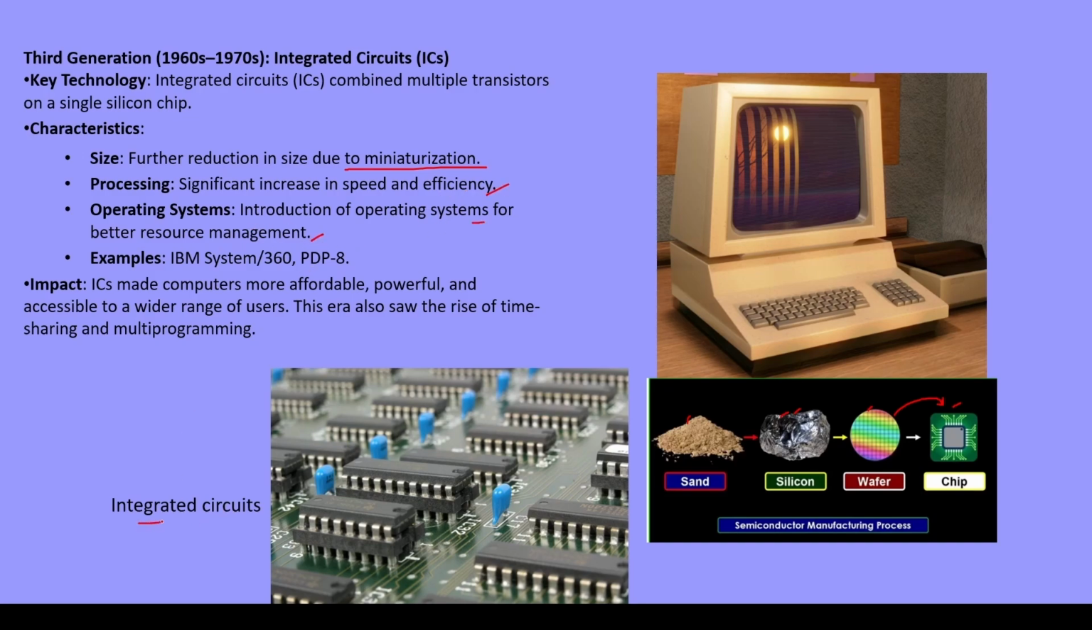Here is the integrated circuit. There is an integrated circuit, with a wide range of users. This era also saw the rise of time sharing and multi-programming. As you can see, there are multiple integrated circuits. But here is the most important thing: multiple transistors were placed on a single chip. That's why it is very popular.